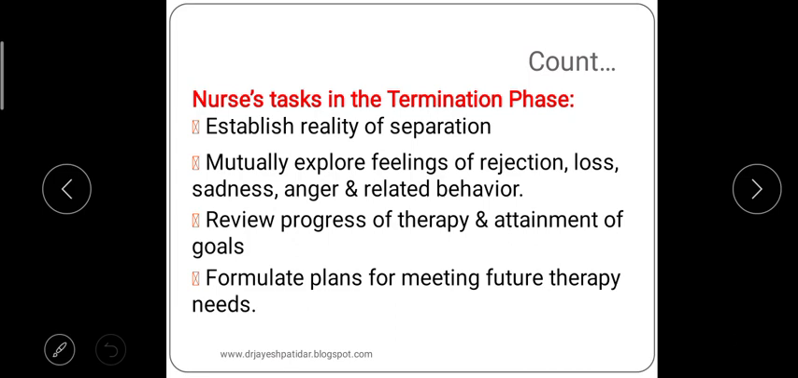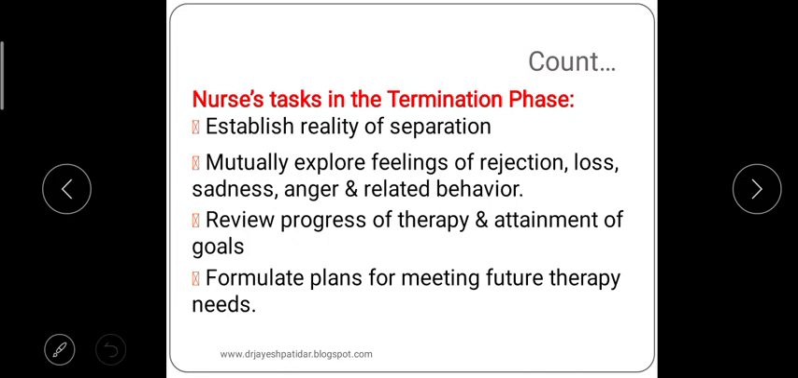So we'll ask the patient, you can come after 1 month for the follow-up. So we can see the improvement in the patient. So with this, we have finished the 4 phases of therapeutic nurse-patient relationship: pre-introductory, orientation, working, termination.